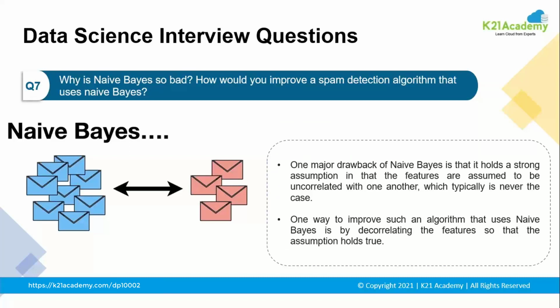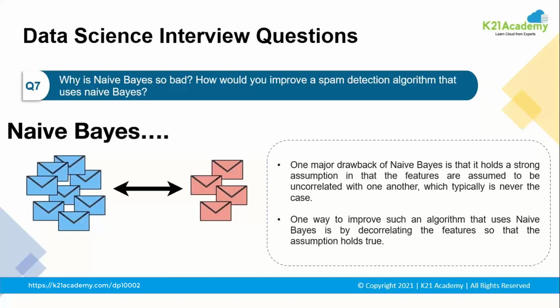So moving on to the next question, we have, why is naive Bayes so bad, and how do we improve a spam filter detection algorithm that uses naive Bayes? Okay, so now we are moving on from the theoretical side. Now we are given a scenario, and we have to give a justification for that. So we all know the naive Bayes algorithm is basically used for classification of text. The problem with naive Bayes is that it makes a strong assumption about the features.